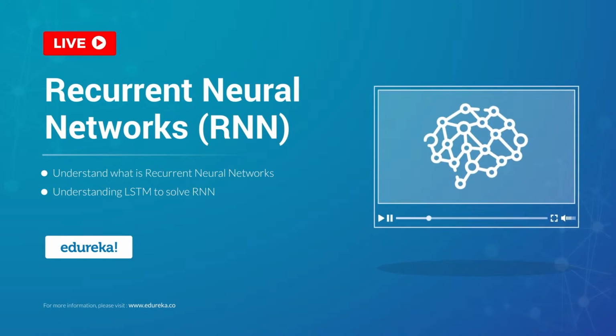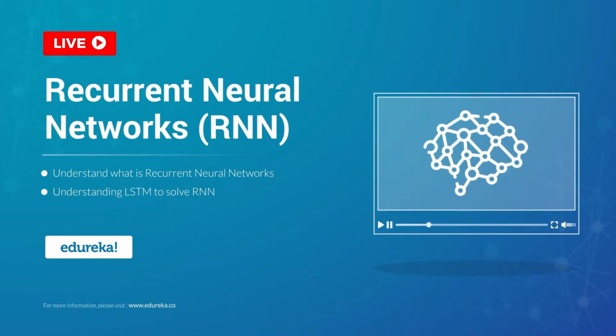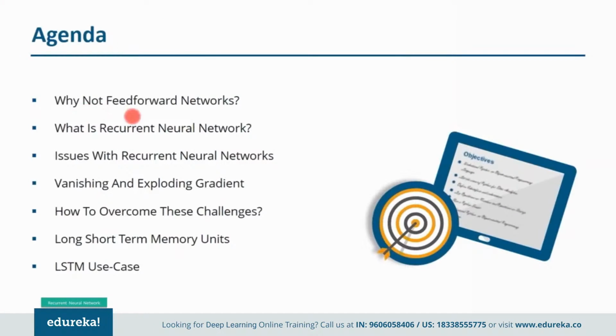So without any further ado, let us move forward and have a look at the agenda for today. We'll begin by understanding why we can't use feedforward networks for various problems. We'll focus on various issues with feedforward networks. After that, we'll understand how recurrent neural networks solve those issues, and how exactly they work. Then we'll focus on various issues with recurrent neural networks, namely vanishing and exploding gradient. After that, we'll understand how LSTMs, that is long short-term memory units, solve this problem. And finally, we'll be looking at an LSTM use case.